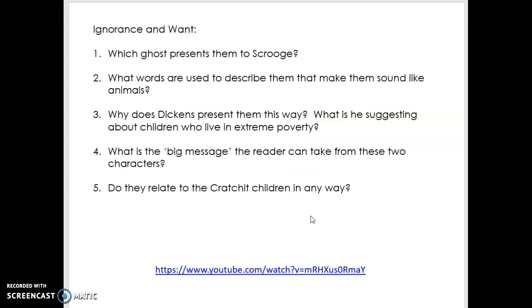Why does he present them as animals? What is he suggesting about children who live in extreme poverty? What is the big message the reader can take from these two characters, and do they relate to the Cratchit children in any way? Now, as with the last slide, please try to do these 5 questions by yourself.